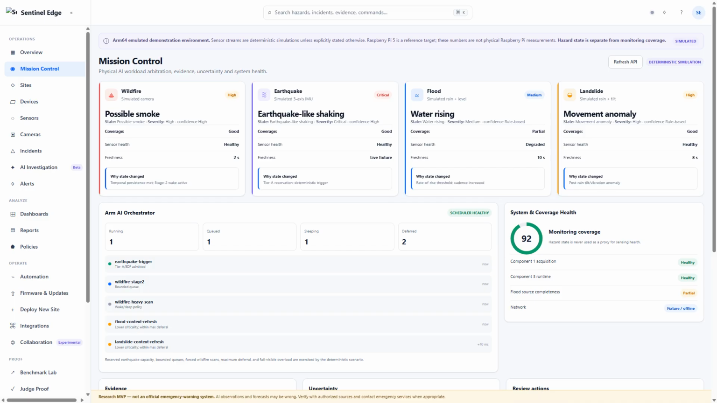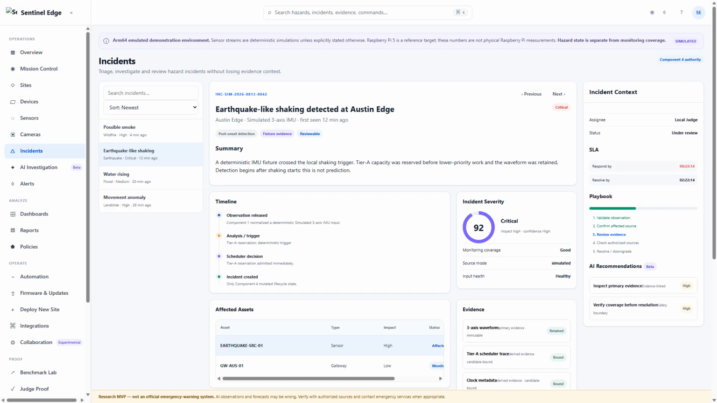Wildfire monitoring uses simulated camera input, smoke persistence, ambiguity handling, and wakes heavier inference only when needed. Earthquake monitoring processes a continuous 3-axis IMU stream and gets a reserved high-priority path. Flood monitoring tracks rainfall, water level, and rate of rise. And landslide monitoring combines rainfall, soil conditions, tilt, and vibration.